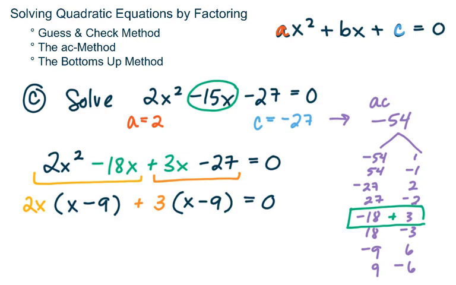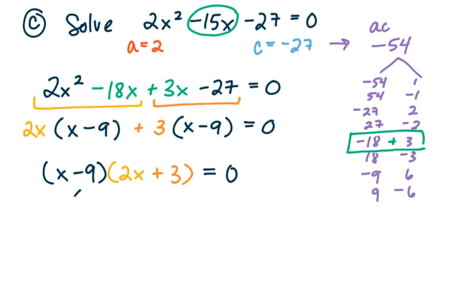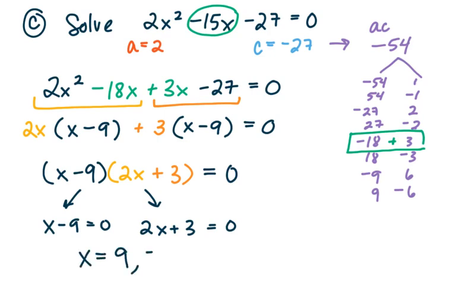So what that gives me here, x minus 9, that's going to be one factor, and my other factor is 2x plus 3. So now I have my two factors equal to 0, and I'll use my zero product principle. So x minus 9 and 2x plus 3, each of those equal to 0. I will get x is positive 9 and negative 3/2. So I have two solutions.